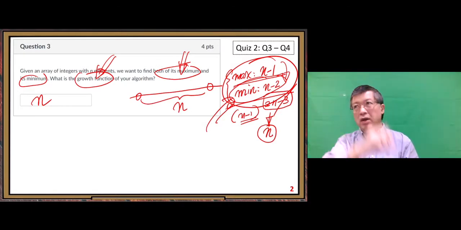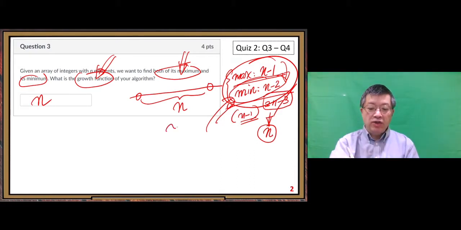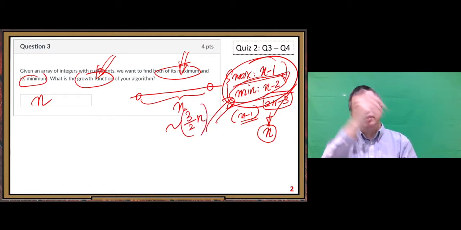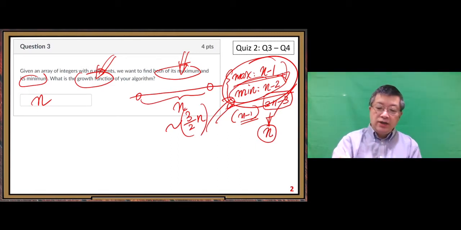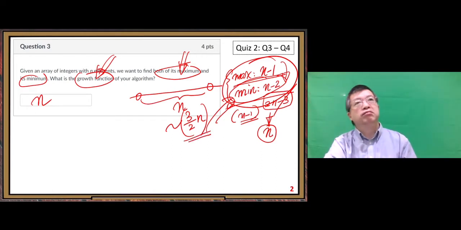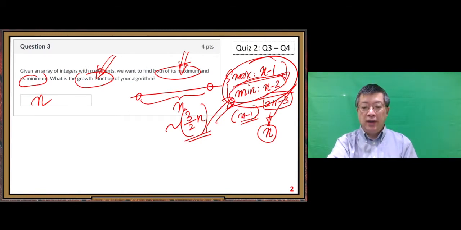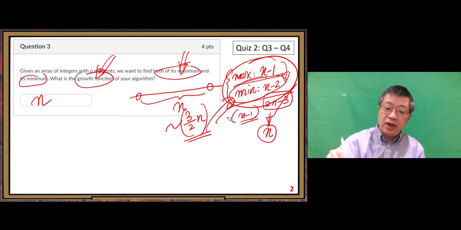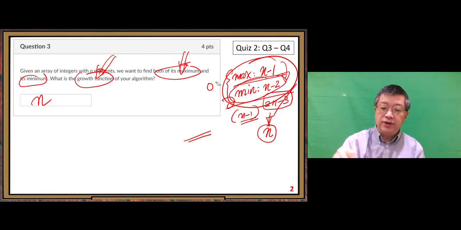Yeah, but how to do it is a little tricky. So here I don't want to talk about that. The answer is approximately 3/2 n, plus or minus 1. There is some small number, plus or minus. So approximately this number is the best solution. If I have the chance, I can talk about the solution of this.